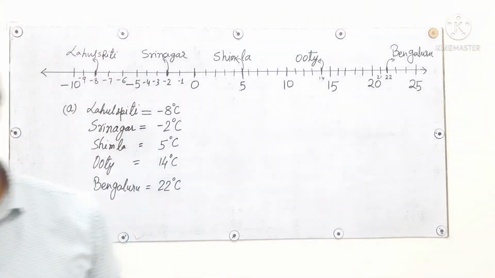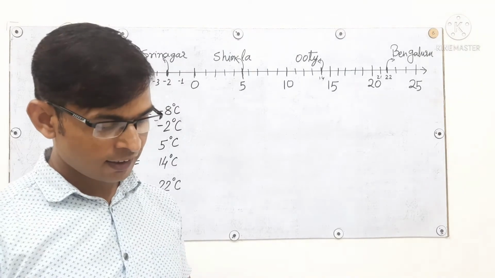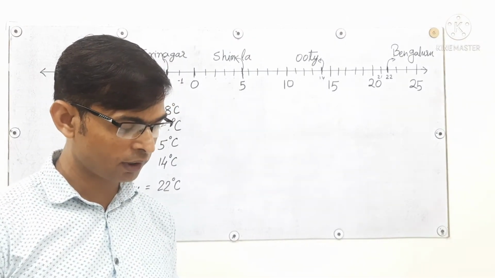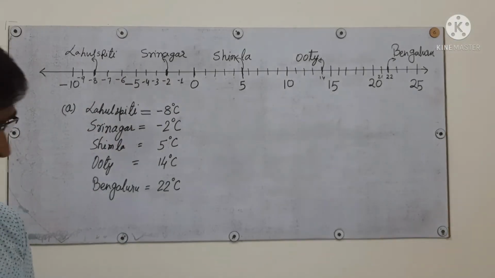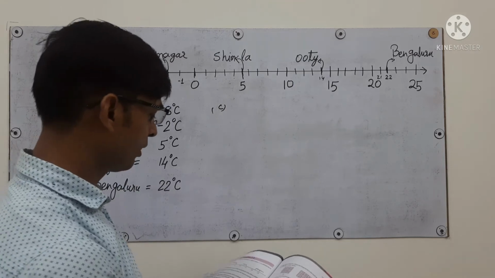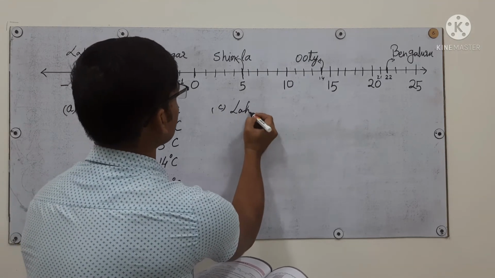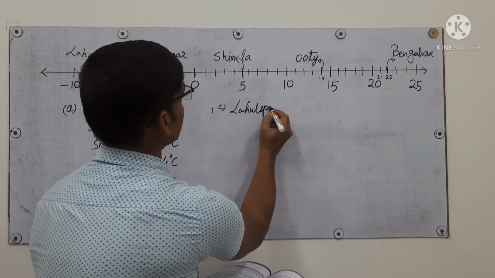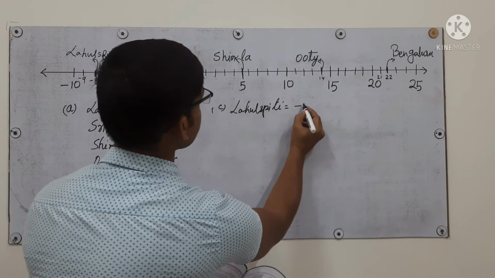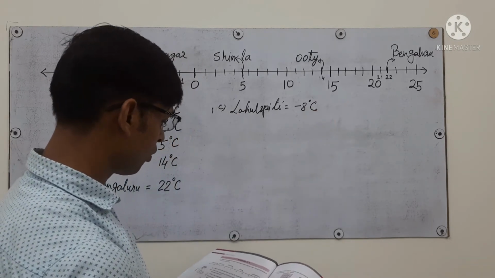Okay, and in question number C we can see, what is the difference between Lahul Spiti and Srinagar? So we have to find the difference between Lahul Spiti and Srinagar. What is the temperature of Lahul Spiti? Lahul Spiti temperature is -8 degrees Celsius. And what is the temperature of Srinagar?